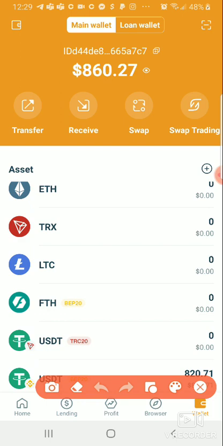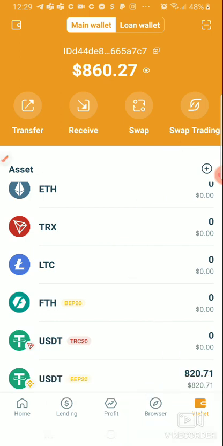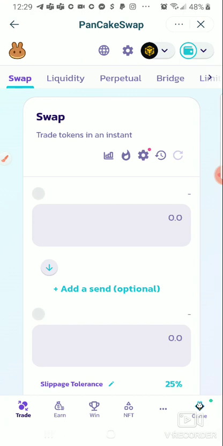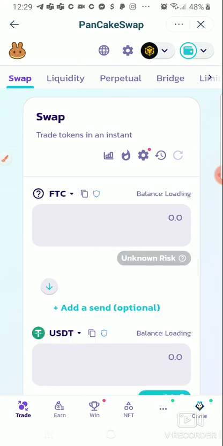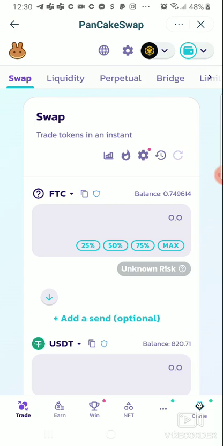And the way we do that is we're going to go to swap trading. I do have 820 USDT TRC20 in this wallet. That's down here. All right. So we're going to go to swap trading, and the swap trading is happening over there in Pancake Swap. And over there in Pancake Swap, we're going to wait for the balances to load.